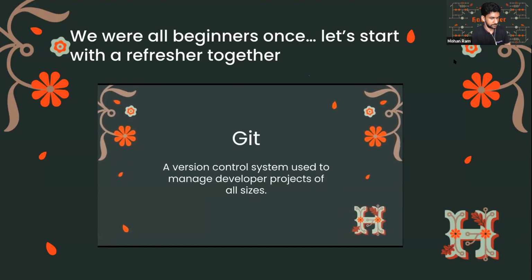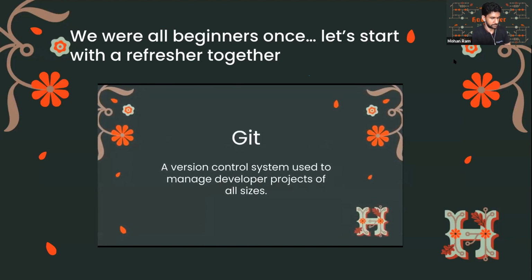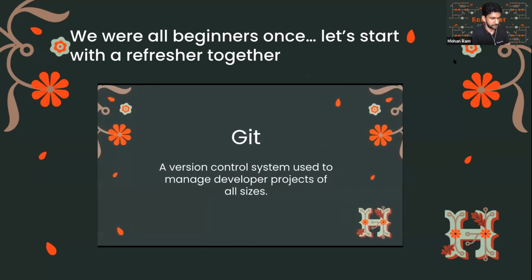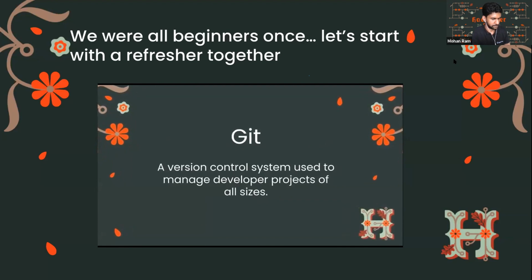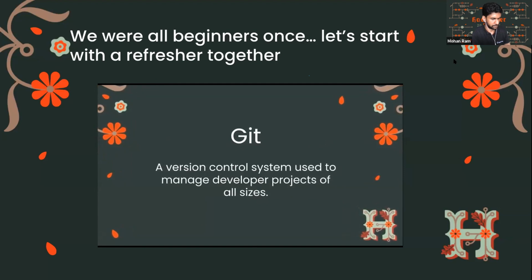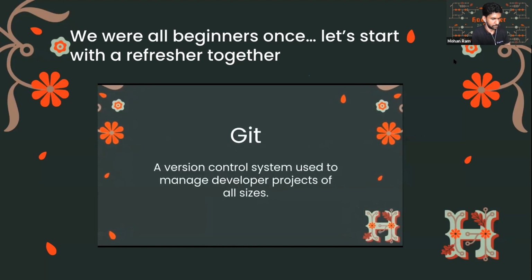Git, a version control system used to manage developer projects of all sizes, was created in 2005 by Linus Torvalds, the creator of Linux, to help developers contribute code and share code revisions in a way that was fast, efficient, and inexpensive. Git creates code repositories to help developers edit, share, and publish code for all.